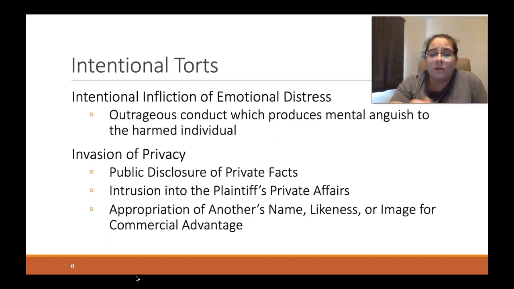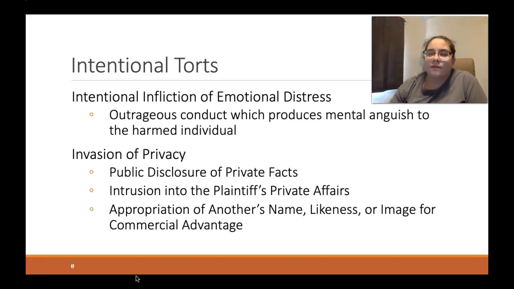There can also be invasion of privacy. So you don't get to publicly disclose private facts, okay? You don't get to intrude on somebody else's private affairs, and you don't get to appropriate another person's name, likeness, or image if you're going to utilize it for a commercial advantage.